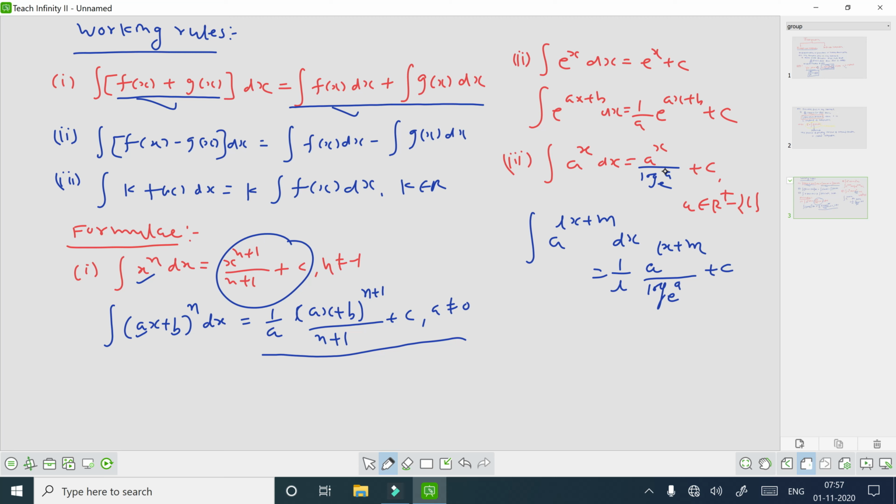Clear? Now the next one is in terms of logarithmic form, the fourth one: integral of 1 by x dx is equal to log of magnitude of x plus c. See, now let us see here.